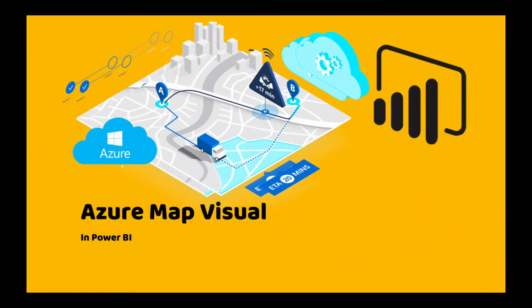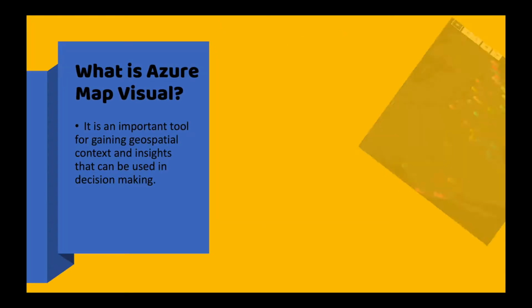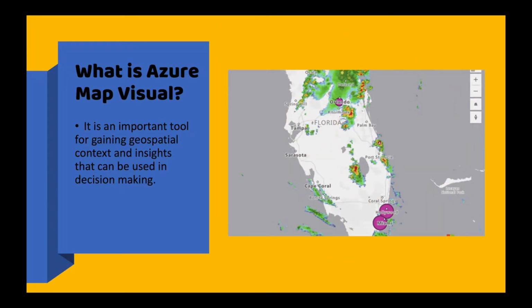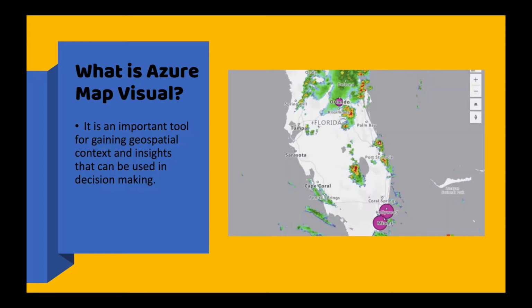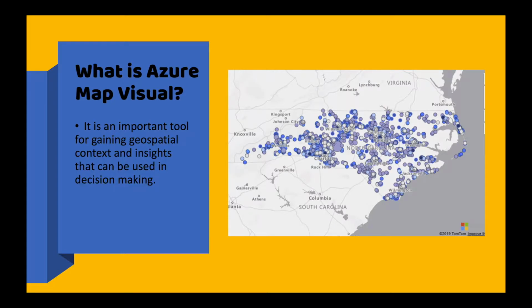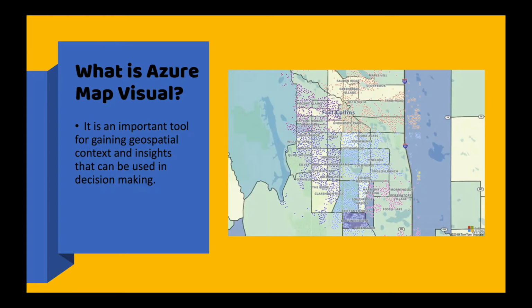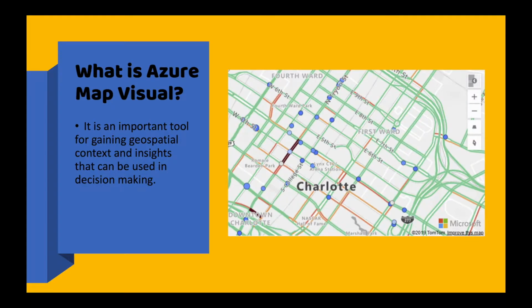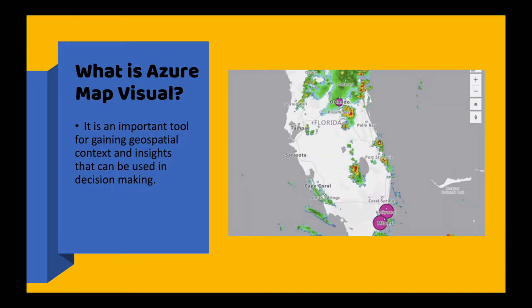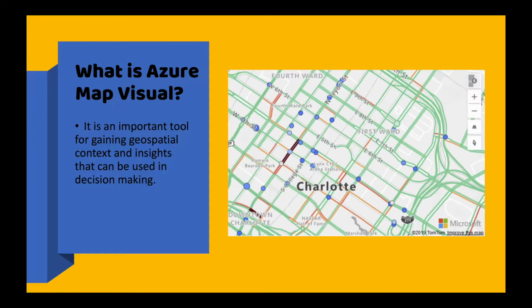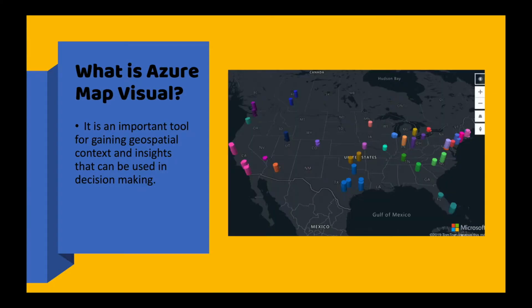Azure Map Visuals in Power BI. What are Azure Map Visuals in Power BI? Well, Azure Map Visuals is an important tool for gaining geospatial context and insights that can be used for decision making. We already have two maps available in Power BI as visuals, but those are not good enough. So let's get into it and see what it's going to offer.